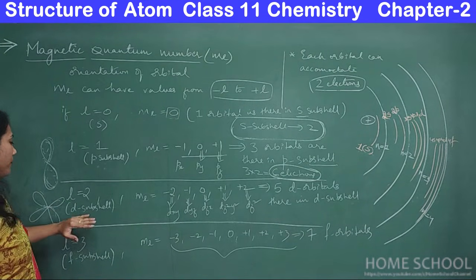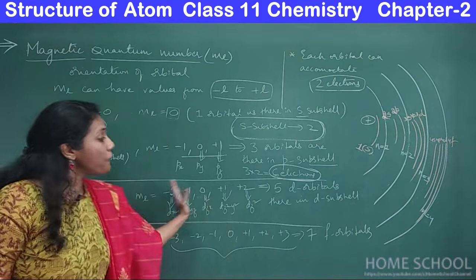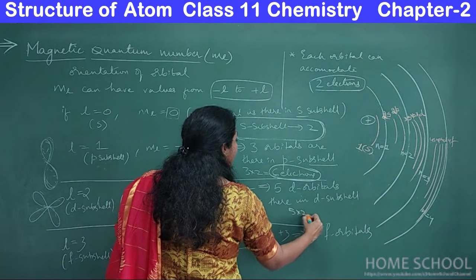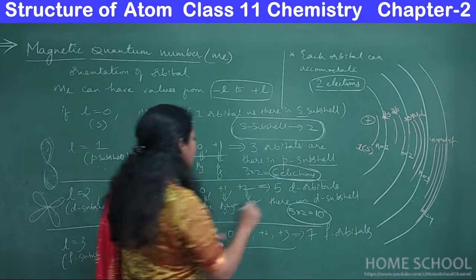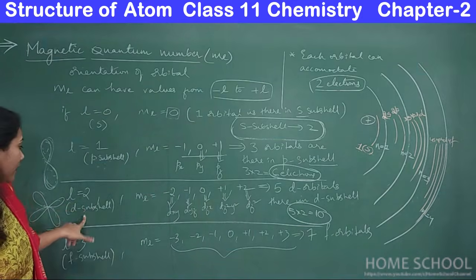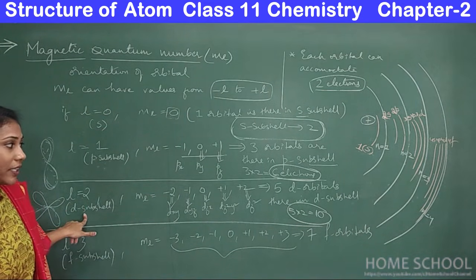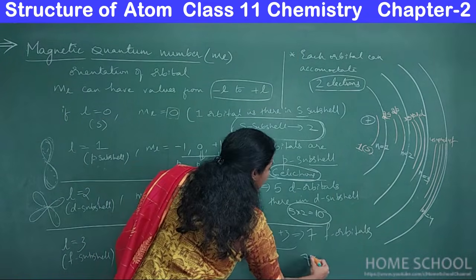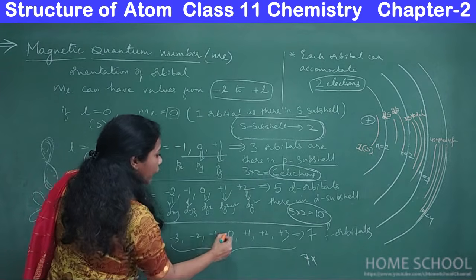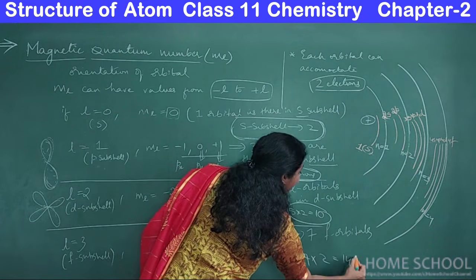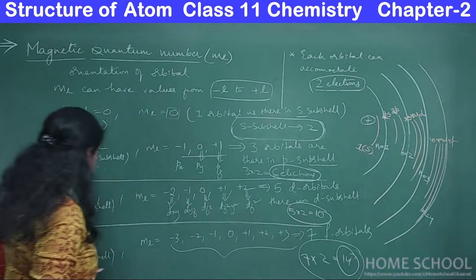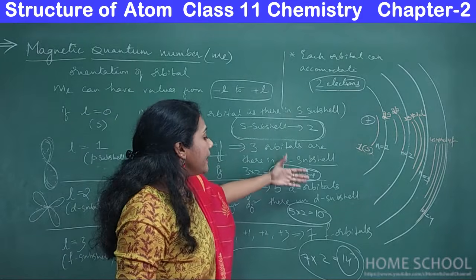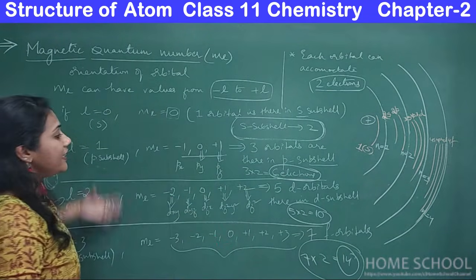Similarly, how many electrons can be present when L is equal to 2? That is the D subshell. The D subshell has 5 orbitals. So each orbital can have 2 electrons. So 5 into 2, 10 electrons can be present in the D subshell. Similarly, the F subshell has 7 orbitals. So how many electrons can each orbital accommodate? 2. So 7 into 2, 14 electrons can be present in the F subshell. Like that, you can identify the number of electrons present in different subshells.